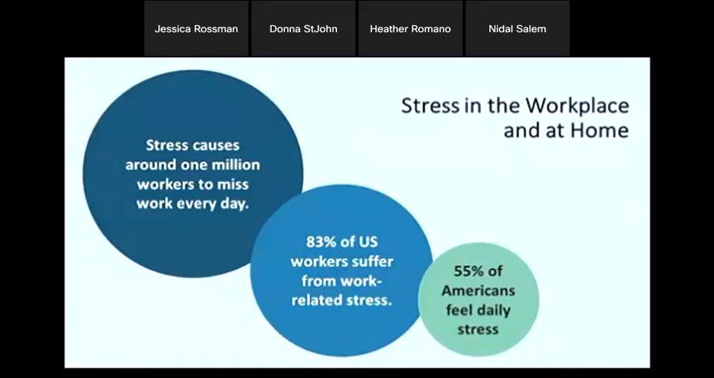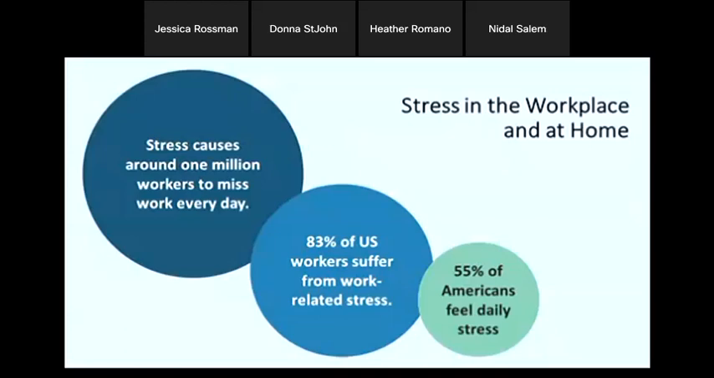Stress causes around 1 million workers to miss work every day. Nearly 83% of the workforce suffers from some work-related stress. And 55% of us are stressed at some point during the day, which is 20% higher than the world average of 35%. And if that seems like a lot, consider that stress is not just restricted to the workplace.